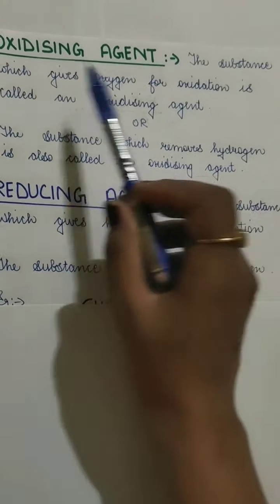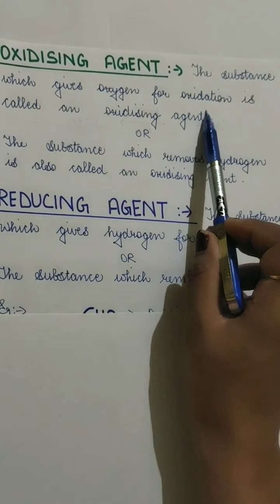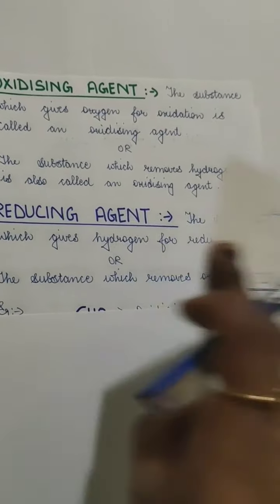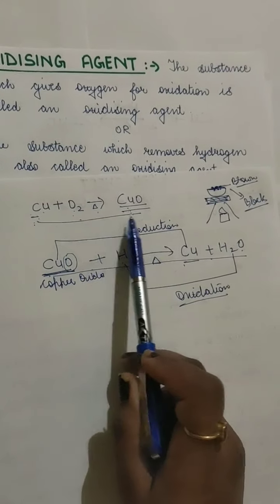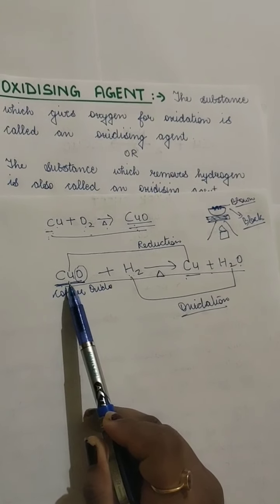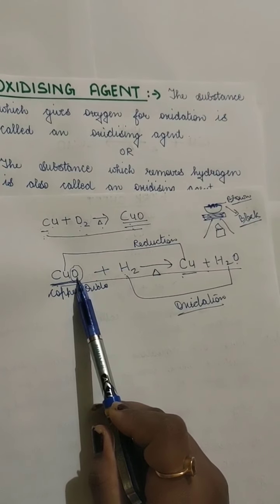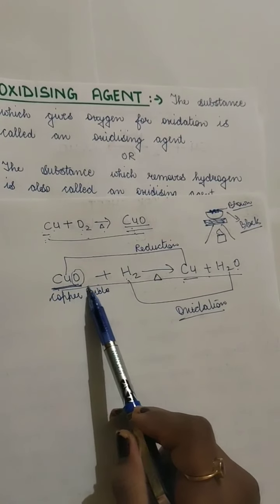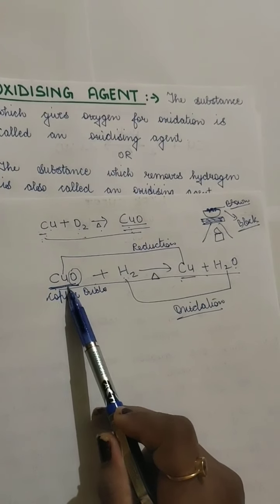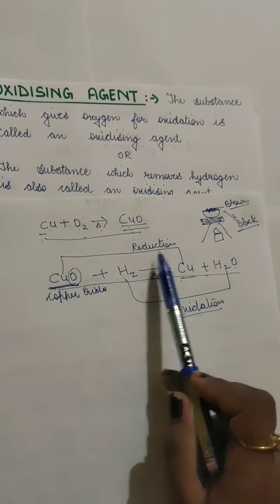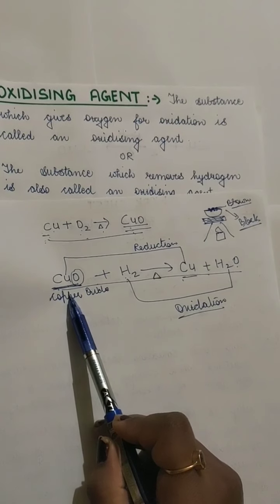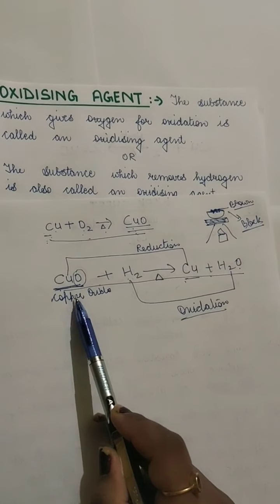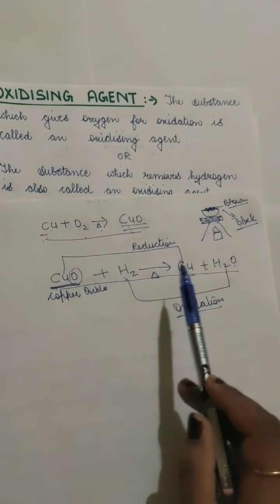So the substance which gives oxygen for oxidation is called an oxidizing agent. Whenever there is a reaction, for example, this is a reaction. In this reaction, this CuO, this copper oxide, is giving oxygen to this, because it itself is getting reduced. Since it is getting reduced, it is undergoing reduction, so this will be an oxidizing agent. So the substance which gives oxygen. Who is giving oxygen here? Copper oxide is having oxygen, so copper oxide is giving oxygen to hydrogen.